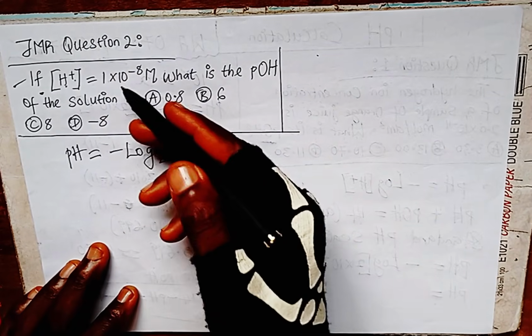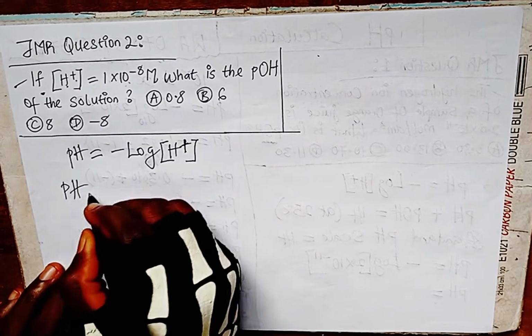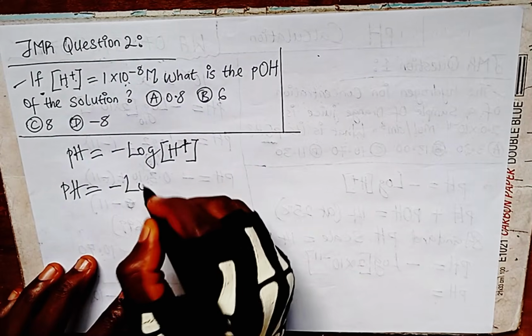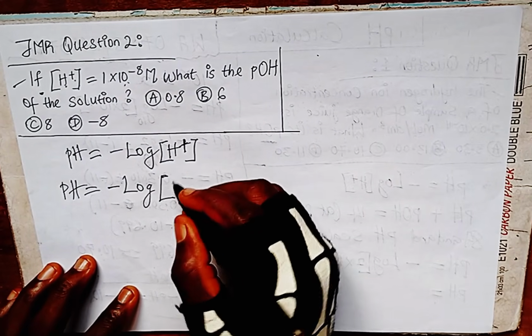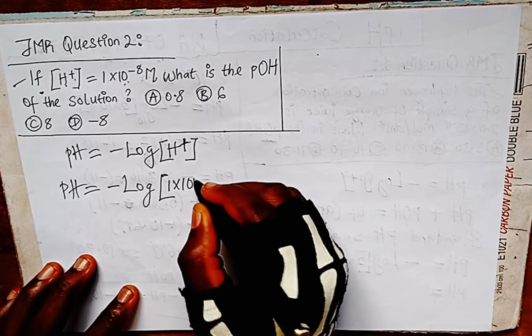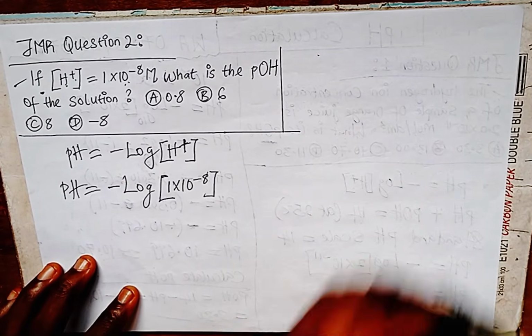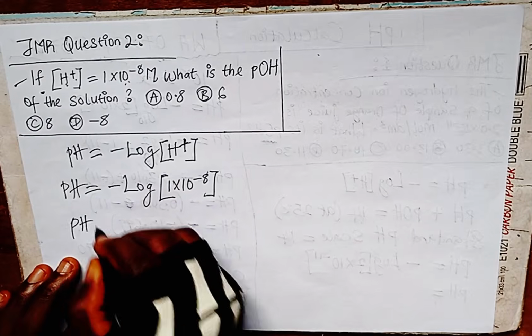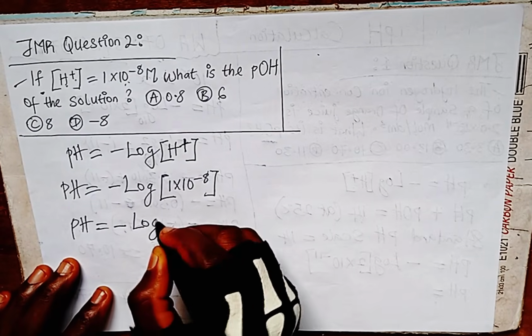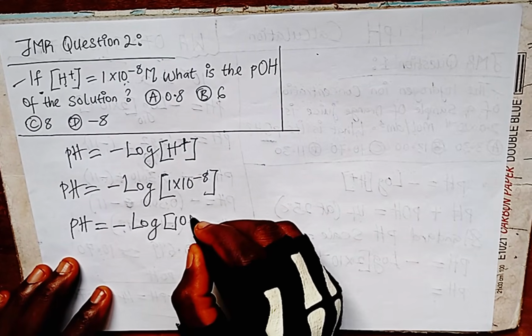So if we substitute the value they give us here, pH is equal to negative log of 1 times 10 raised to the power minus 8. Anything times 1 is equal to 1. So pH is equal to negative log of 10 raised to the power minus 8.